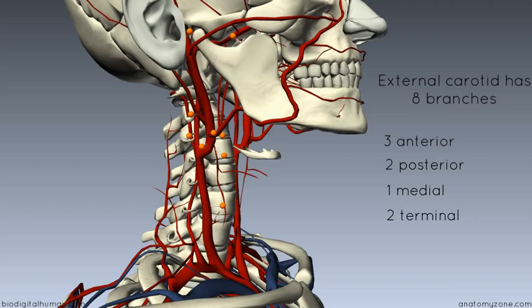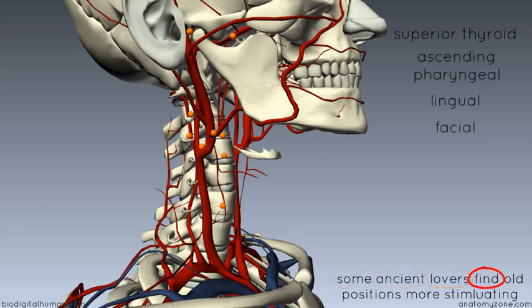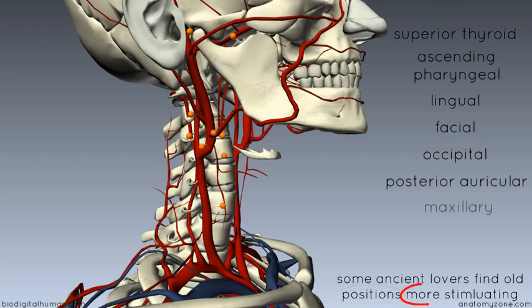So as with many things in anatomy, there's a nice little mnemonic for remembering the branches of the external carotid, and the one I use is: some ancient lovers find old positions more stimulating. So it's quite an easy one to remember, quite a nice memorable mnemonic. So the branches are the superior thyroid, the ascending pharyngeal, the lingual, the facial, the occipital, the posterior auricular, and then you've got the 2 terminal branches, the maxillary and the superficial temporal arteries.